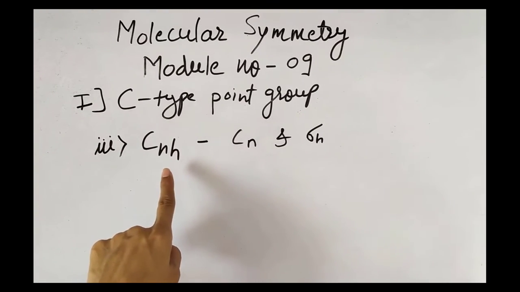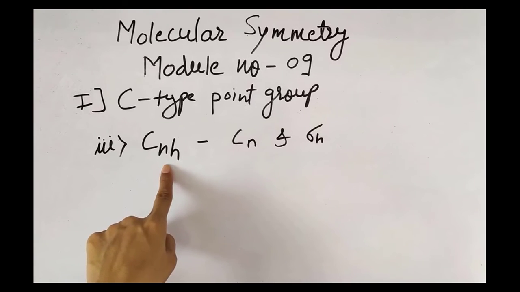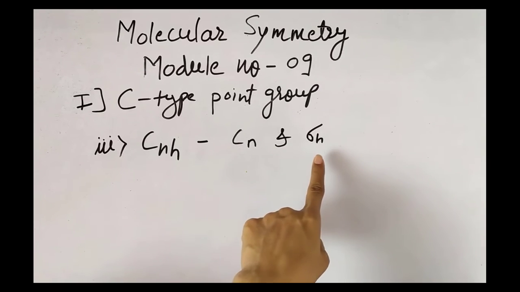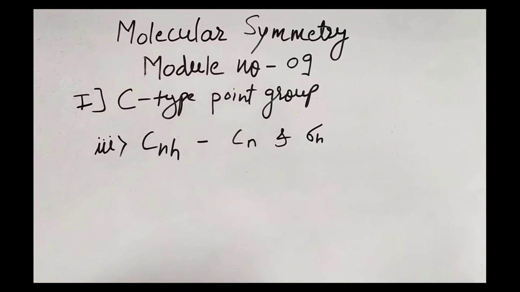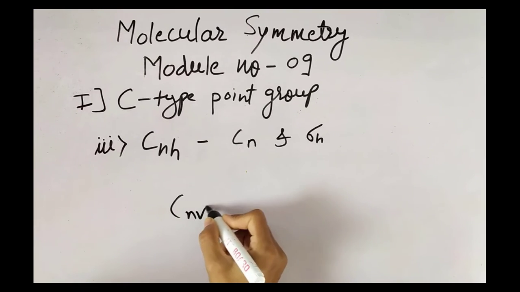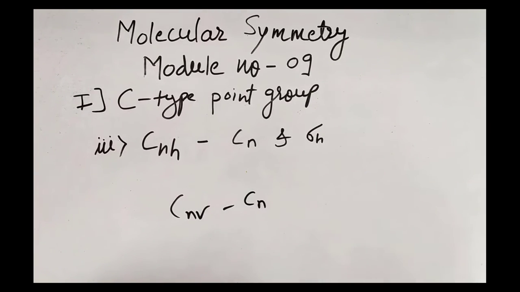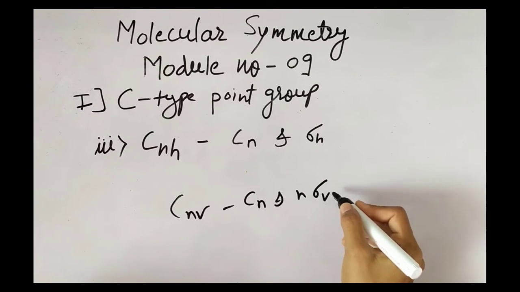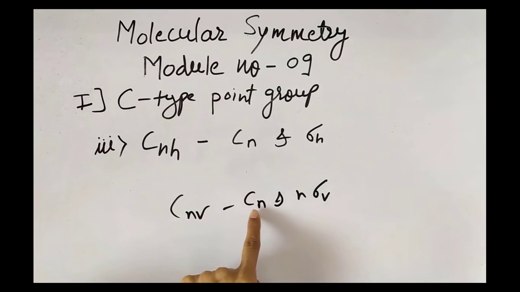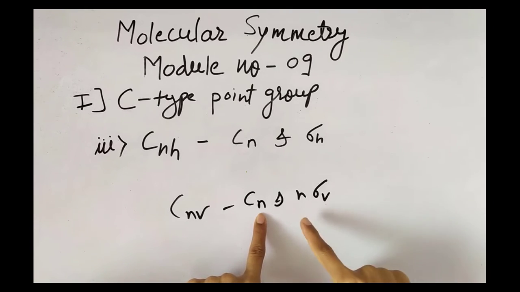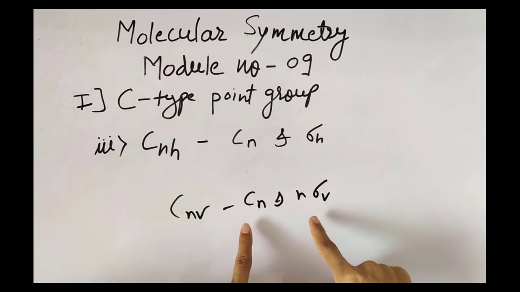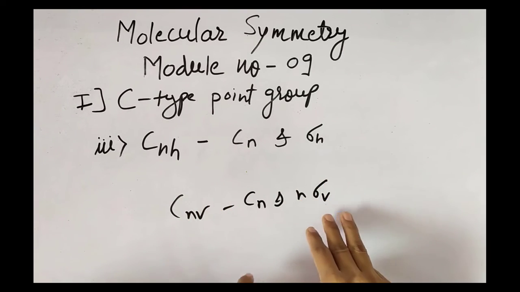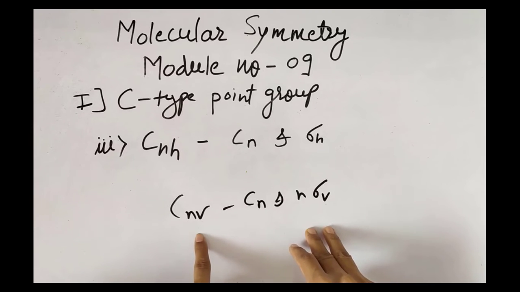The criterion for a molecule to possess CNH is that it should possess a CN rotational axis and just one horizontal plane. In CNV, we have seen that there should be a CN principal axis and n number of vertical planes. If we have C2 as the principal axis, then we should have 2 vertical planes. If we have C3 as the principal axis, then we should have 3 vertical planes. That was the condition for CNV.